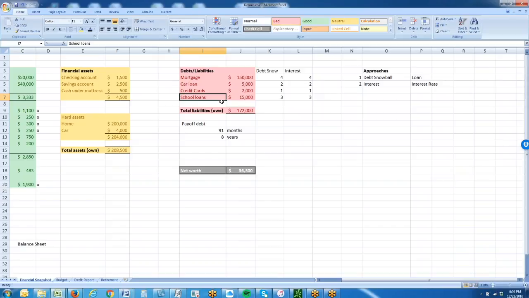I say nowadays because when I was in college, school loans were beginning to be a problem, but for me personally, it was credit cards at that time because I had a lot less money coming in. I had a job, but it was not a very high-paying job.